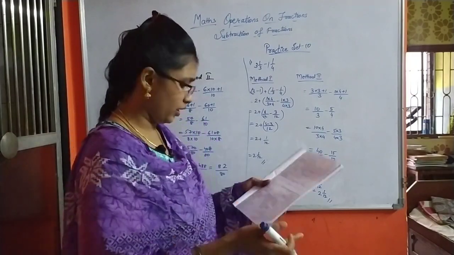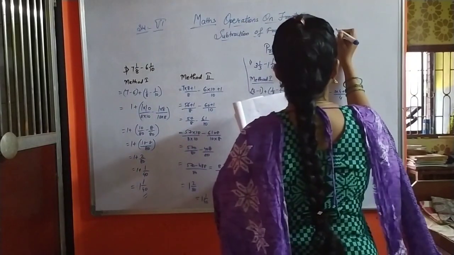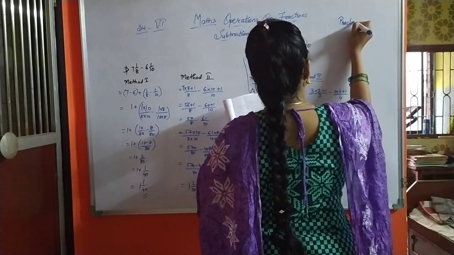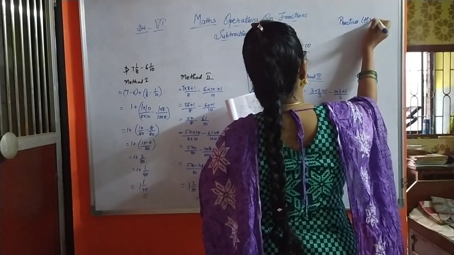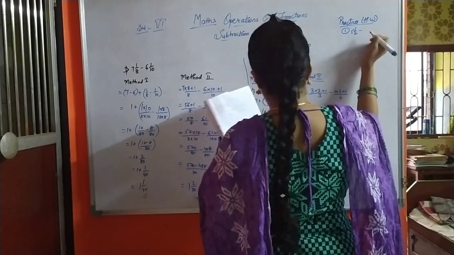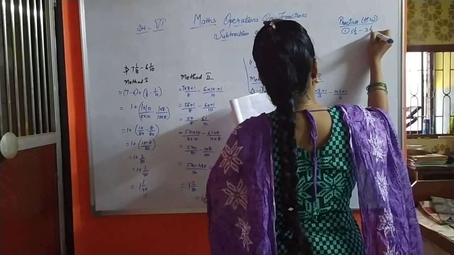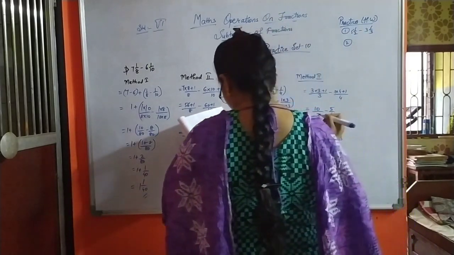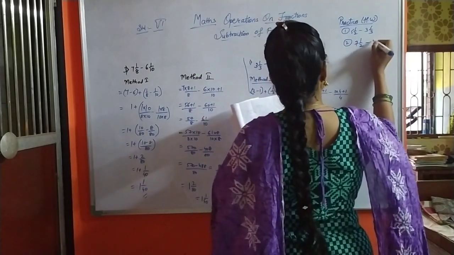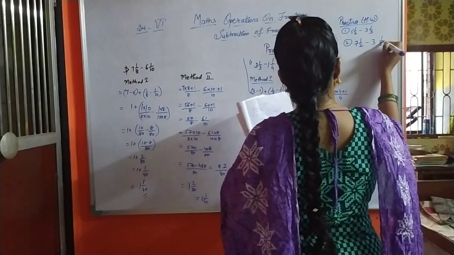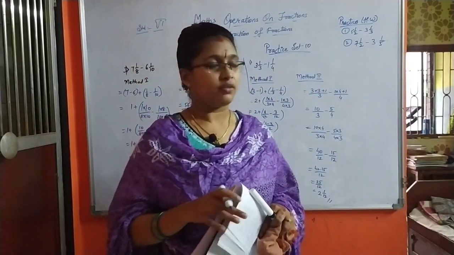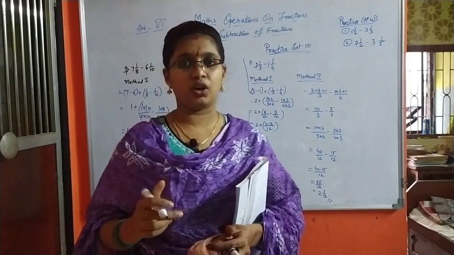I'll give you 2 sums for homework which you can practice in your notebook. Now the questions for practice. The first one, 5 1 upon 2 minus 3 1 upon 3, and the second one is 7 1 upon 2 minus 3 1 upon 5. So these are the 2 questions that you will be practicing for your homework in your notebooks.